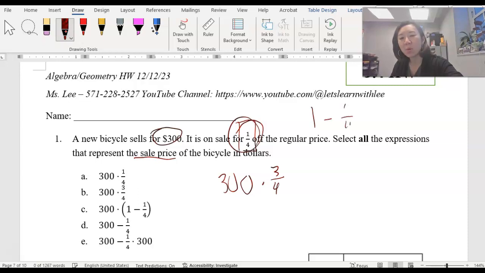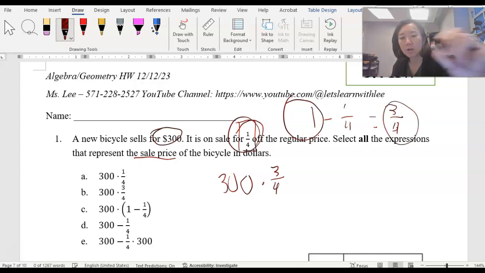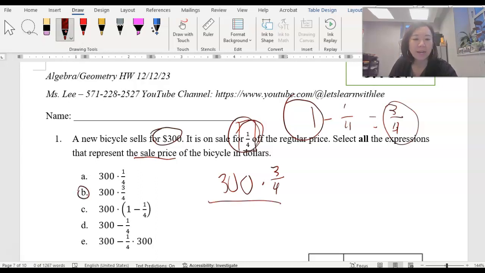1 minus 1/4, right, equals 3/4, because we're taking the total amount minus the part that we're taking off, the discount. And so what's left then is 3/4 of the original cost, or 75% of the original cost. So we can represent that as B, 300 times 3/4. We can represent it as C, because this is the 1 minus the 1/4 piece.